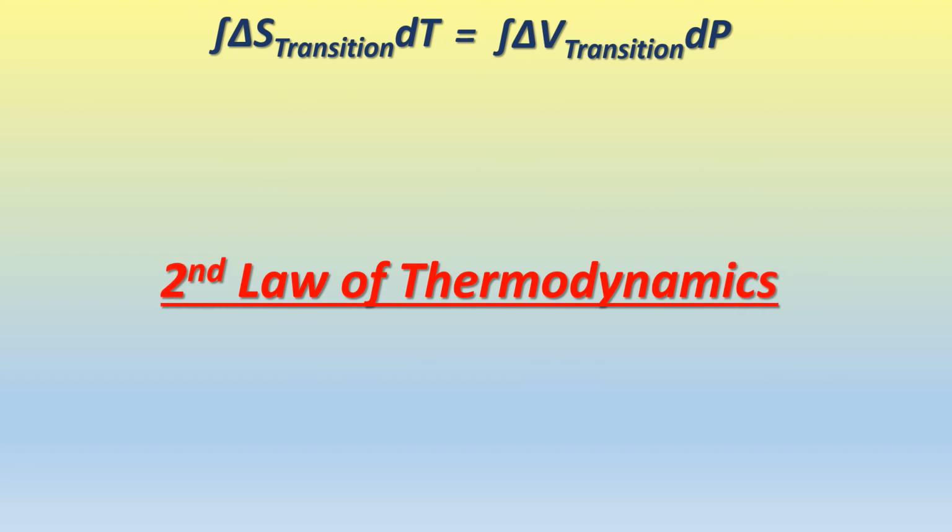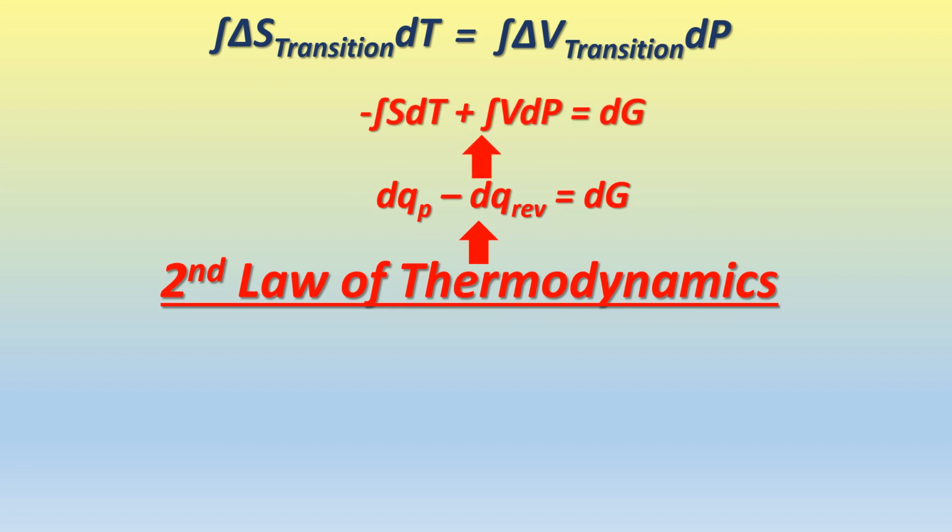You look further at the fact that delta S of the transition dT is equal to delta V of the transition dP, the Clapeyron equation. You'll find that this arises from the second law of thermodynamics. dq_p minus dq reversible is the definition of dG. Minus S dT plus V dP is equal to dG. So you get the delta S dT is equal to V dP. This is why the Clausius-Clapeyron equation, the Arrhenius-type relationship, log of y versus 1 over x, is so common in nature because it comes from the second law.